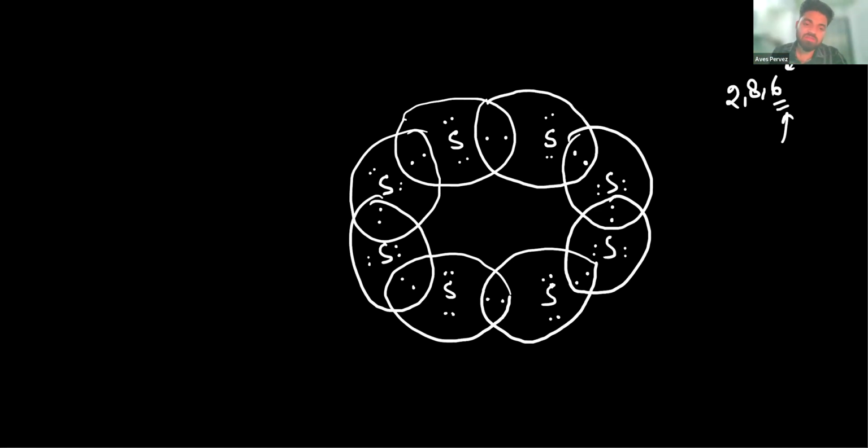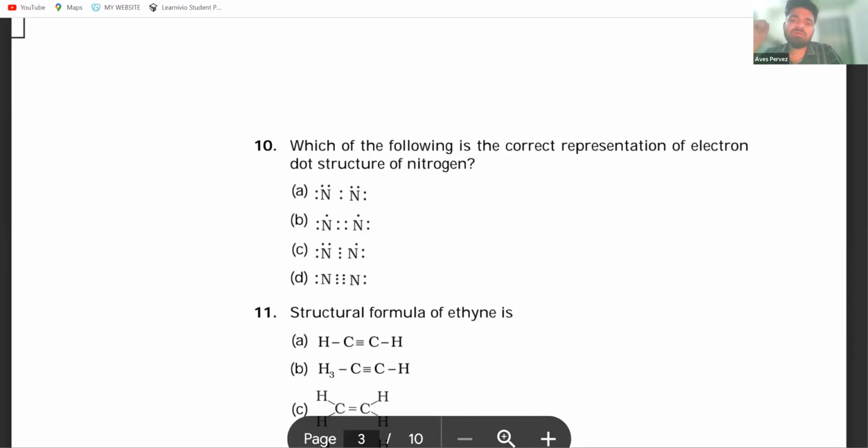Okay. So here is question number 10. Which of the following is the correct representation for electron dot structures of nitrogen? Hiba, are you saying something? You just unmuted yourself, but I didn't hear anything. Yes, sir. The answer to the 10th question is D. Which is the correct option for question number 10? It's D, right? Yeah, it will be D.